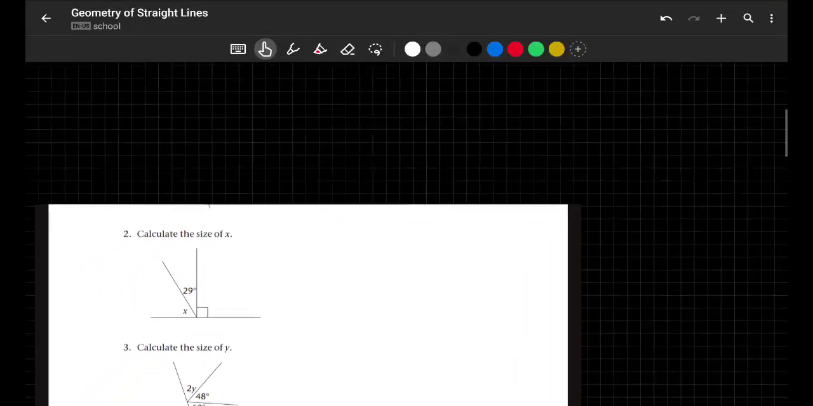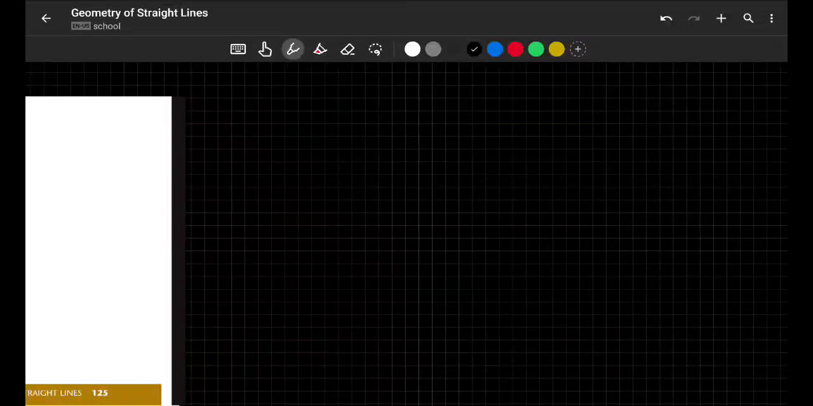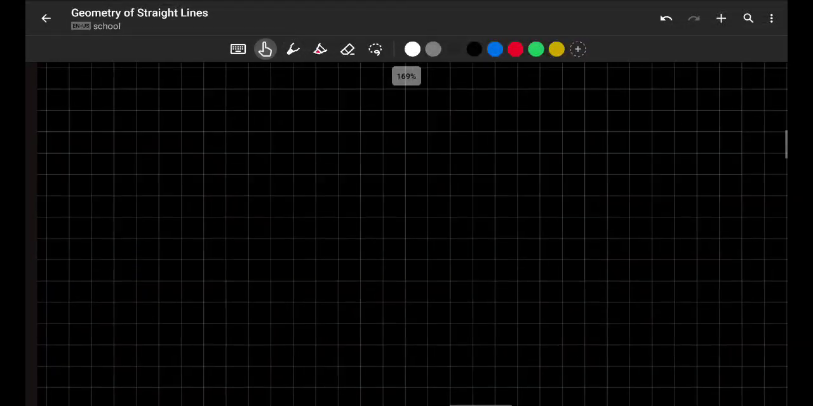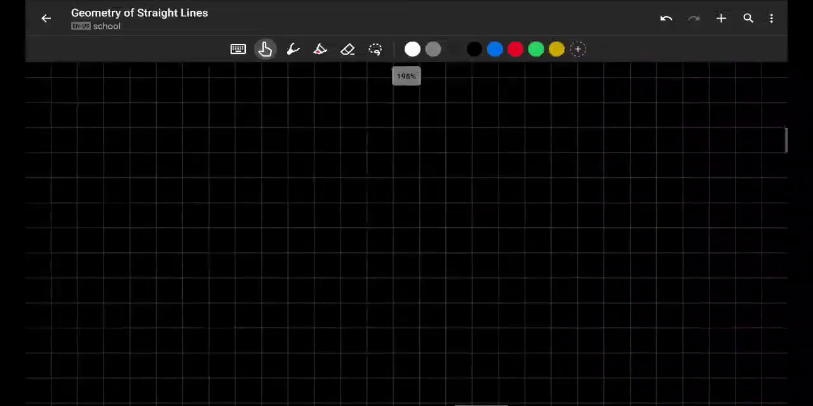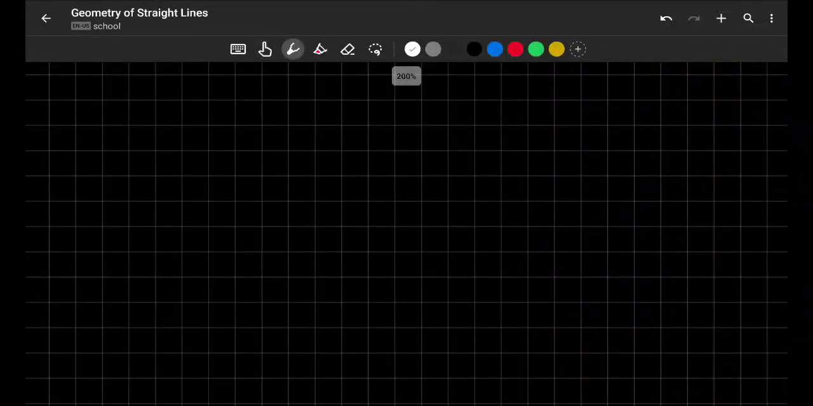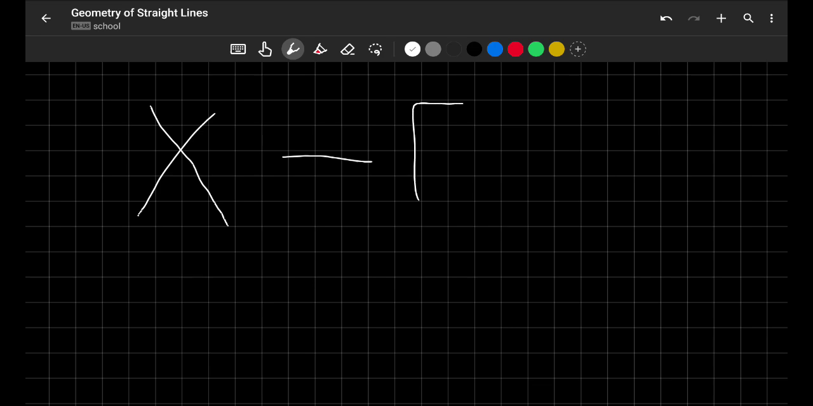So in this video, we're going to be looking at geometry of straight lines. Just like any other video, we start by discussing the fundamentals, the fundamentals of geometry of straight lines. I like to call them X-fuzz, or that's what I was taught. We're going to learn it here, X-fuzz, just like that.